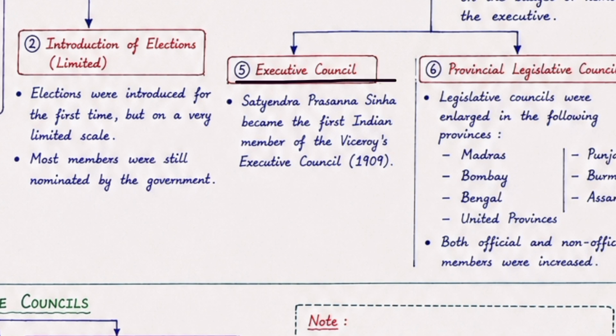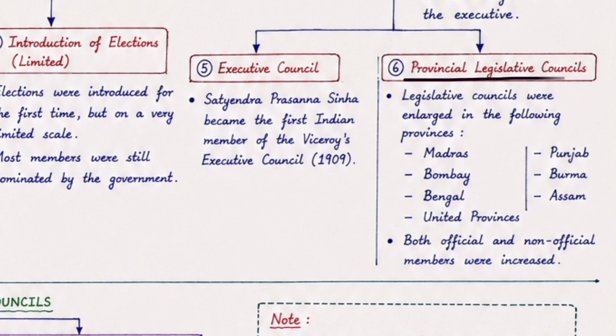And the next point is Executive Council. Satyendra Prasad Sinha became the first Indian member of the Viceroy's Executive Council in 1909. And the last point is Provincial Legislative Council. So Legislative Councils were enlarged in the following provinces: Madras, Bombay, Bengal, United Provinces, Punjab, Burma, Assam. Both official and non-official members were increased.